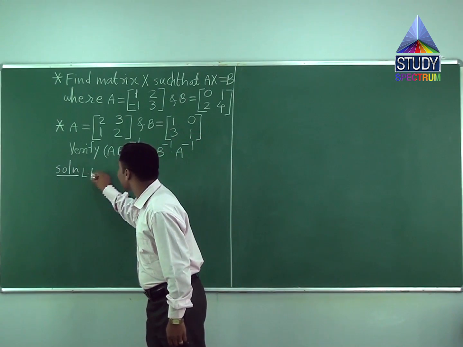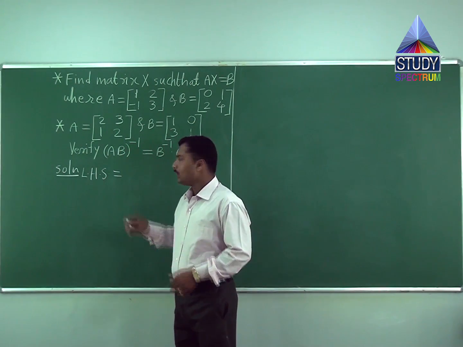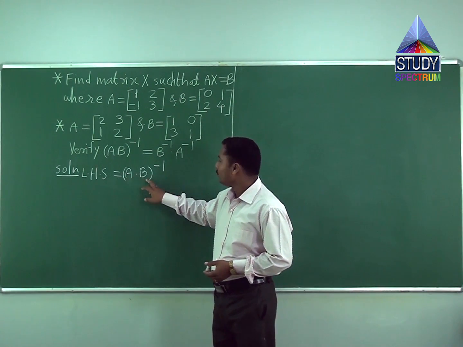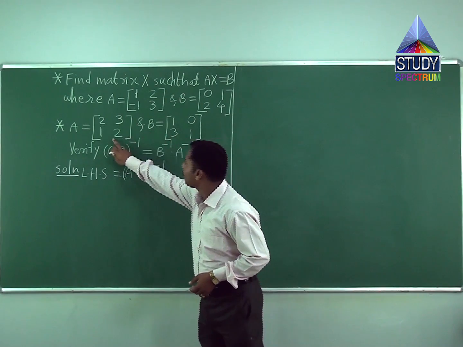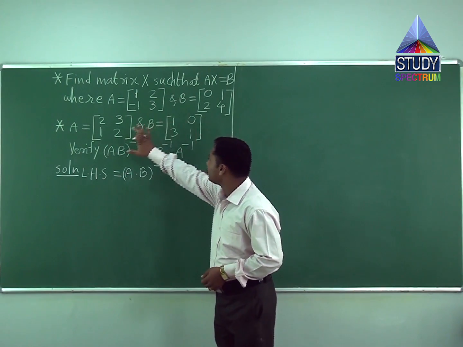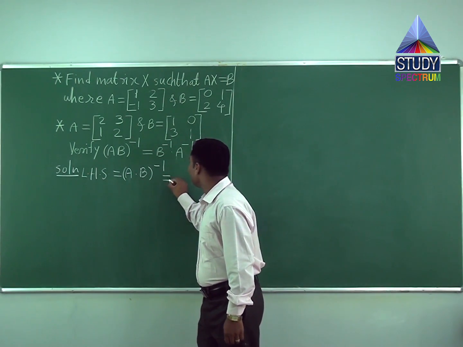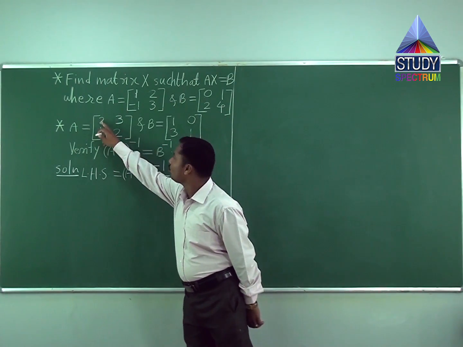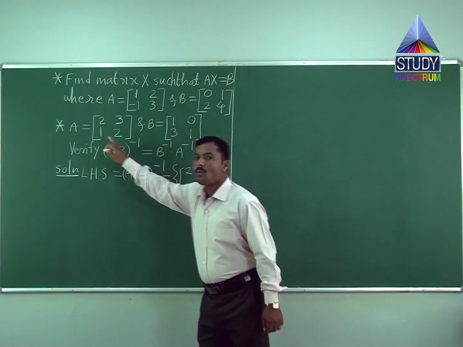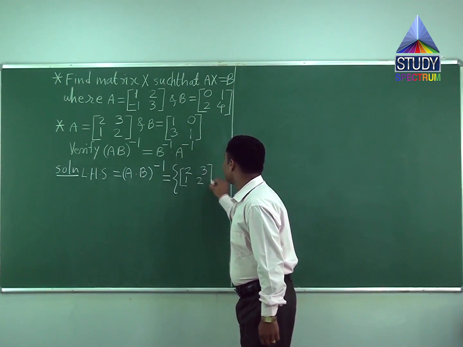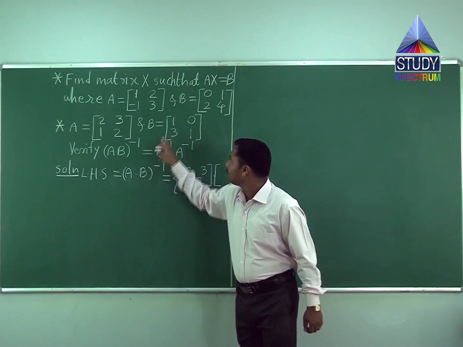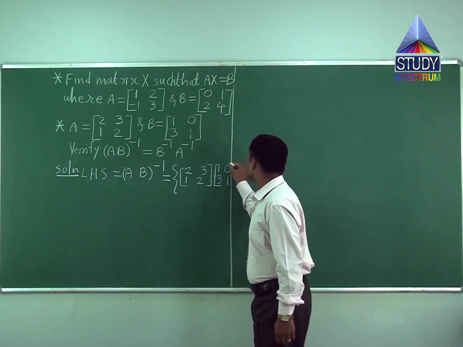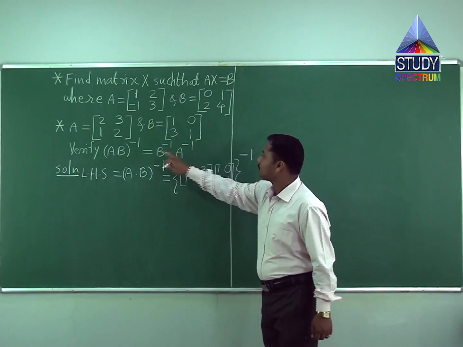So we take LHS equal to A into B inverse. A into B, its inverse. So first we find the A into B and then take its inverse. So this is our A, this is our matrix B. So we put these two matrices at this place. So equal to, in the curly bracket, A is a matrix, first row 2, 3, second row 1, 2, into this matrix B, which means first row 1, 0, second row 3, 1, and its inverse.